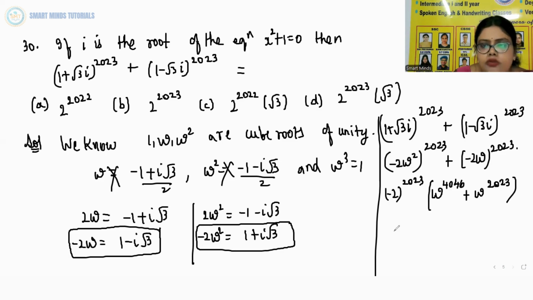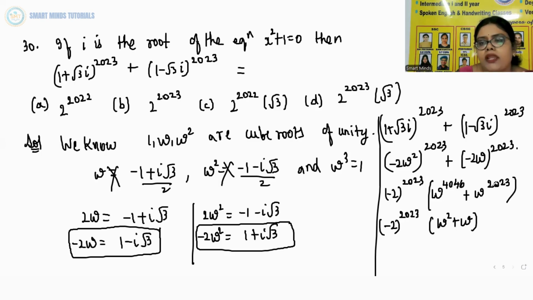So (-2)^2023 into this is nothing but omega square plus omega. Because this 4046 we can write 4044 into 2. So 4044 is perfectly divisible by 3. So that will become 1. So you are left over with omega square.